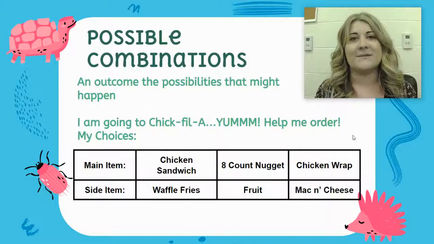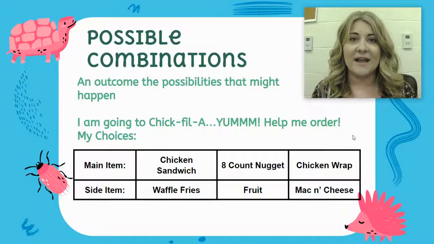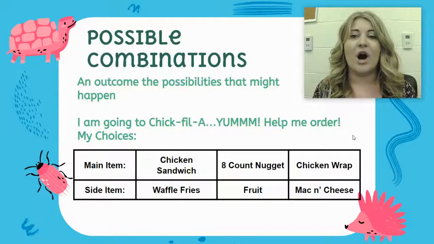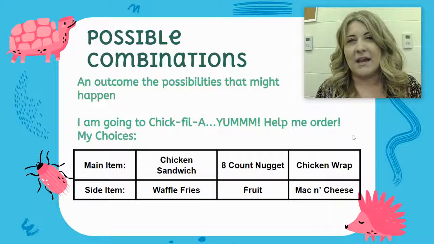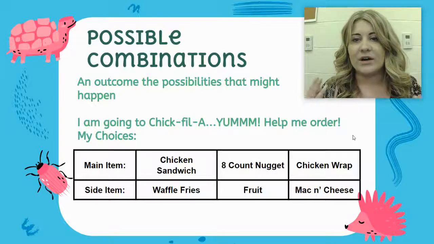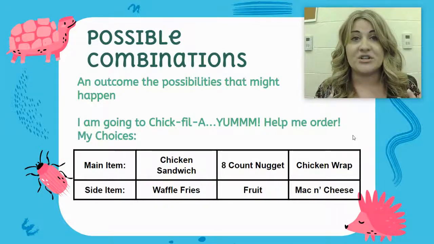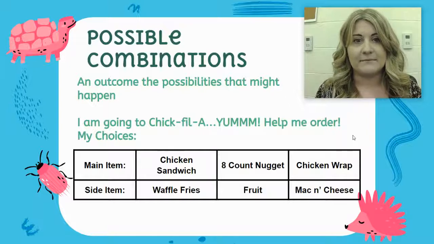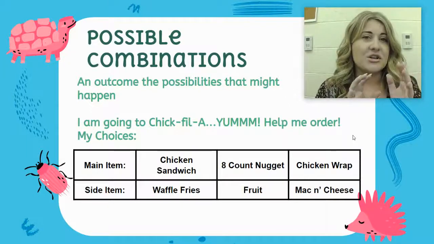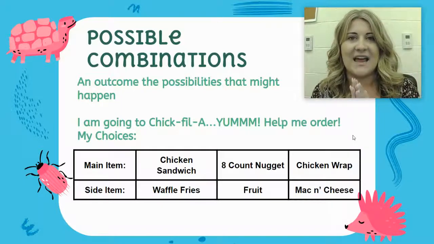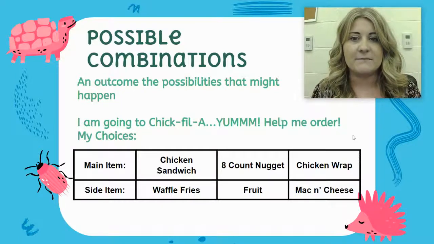Now let's talk about possible combinations. Combinations are the list of different ways we can combine things. So what we're going to do is use an example of going to Chick-fil-A to show you what I mean, okay? Now, I'm also going to upload a short video showing you how to do this on paper because that is the best way to list all possible outcomes.